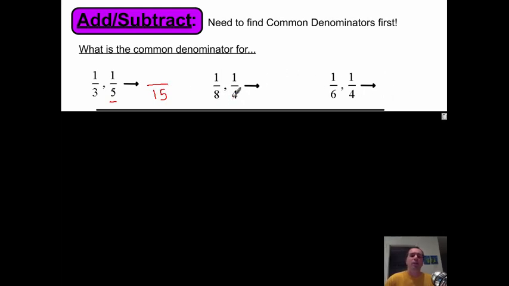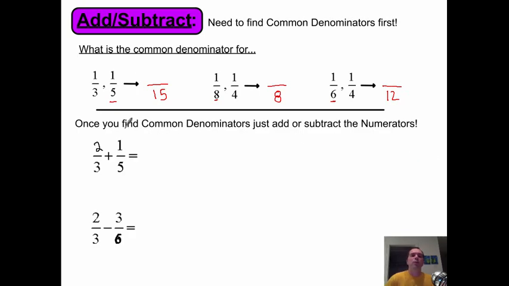So 4 goes into 8. This is my biggest number. 4 goes into 8, and therefore 8 will be my common denominator. And now 6 is my big one. 4 doesn't go into 6, so 6 times 2 is 12. 4 goes into 12, so therefore 12 is the smallest number that both 4 and 6 can go into. That makes sense, right?